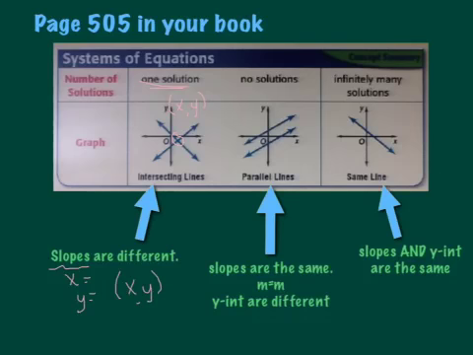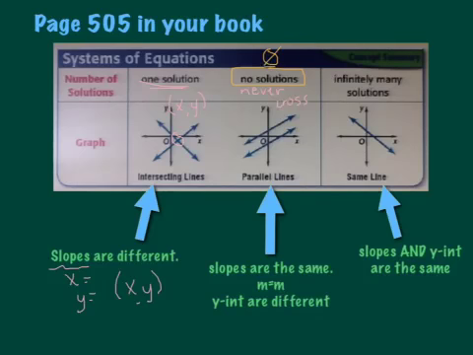The second type here, we've got parallel lines. So we have two lines that are parallel. That means they'll never cross. If they never cross, they never intersect. Since they never intersect, there are no solutions. So in this one, we've got no solution, or empty set.